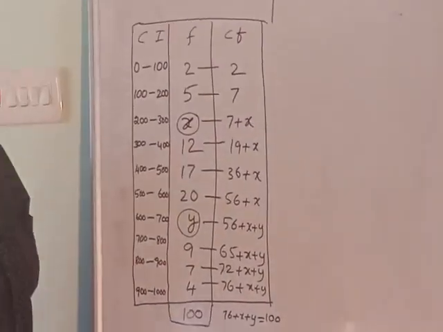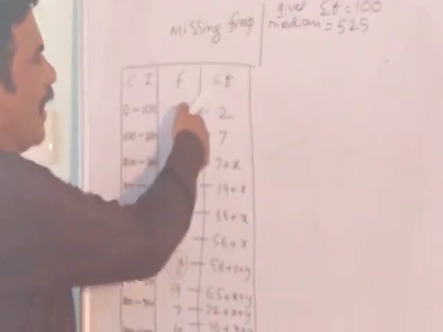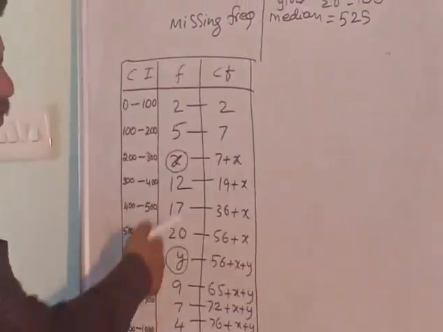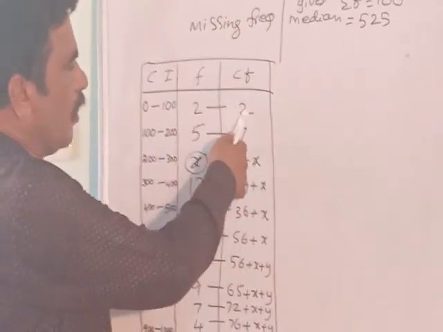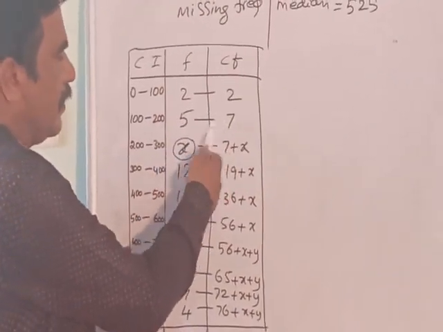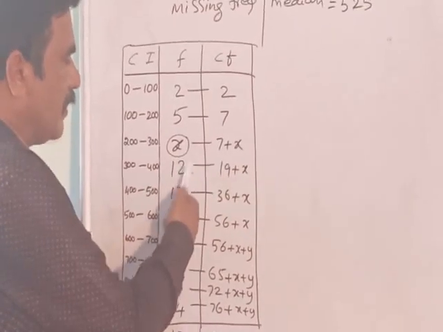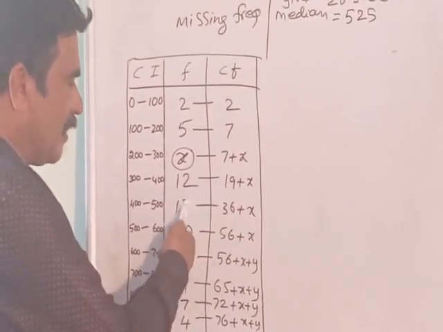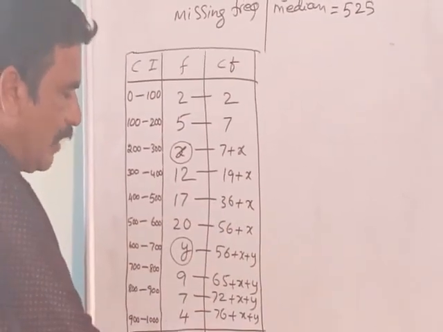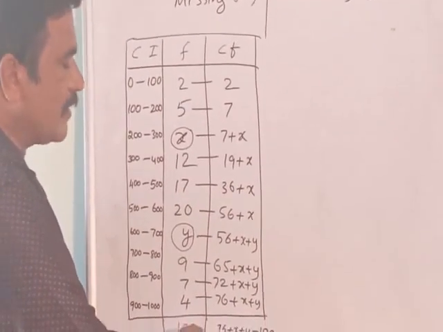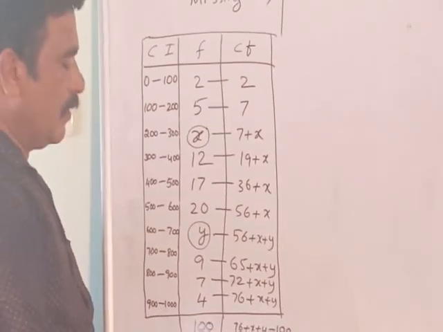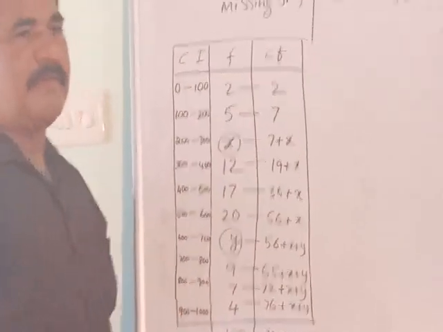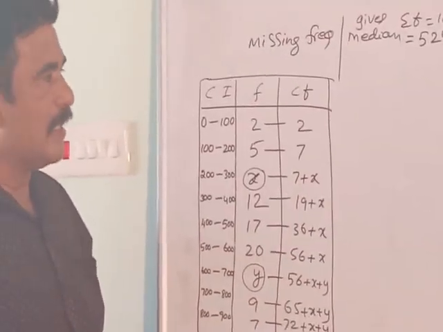Now same procedure, just like the median. Find the cumulative frequency. 2 is 2 only. 2 plus 5 is 7. 7 plus x. 7 plus x plus 12 is 19 plus x. 19 plus x plus 17, and so on. Calculate this. You will get 76 plus x plus y, that is equal to 100. Till here it is the same. Now what is the change?